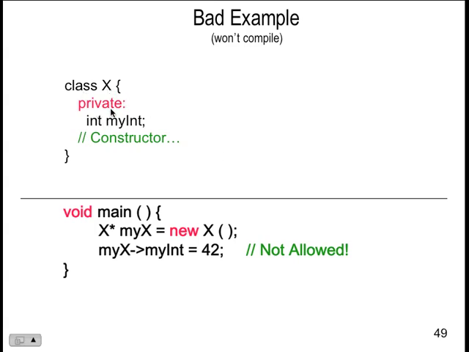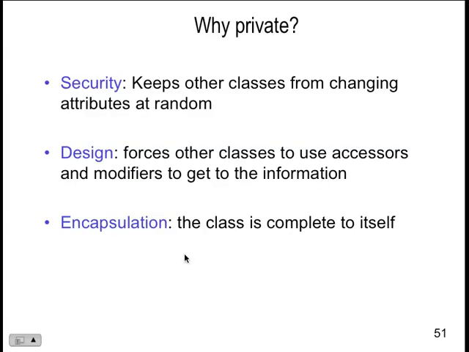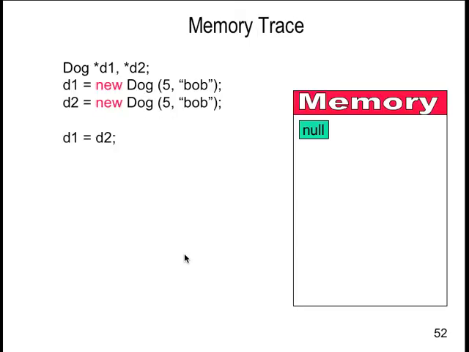Because we have class X, and inside of class X we have a private myInteger, and we have a constructor and stuff. Now here we've tried to print out myInteger. It's not allowed because it's private, because everything's private. So we can't access it from the public if it's private. We change it to public, and now we can access it out there in main. So why private? Security keeps other classes from changing attributes at random. For design, it forces other classes to use accessors and modifiers to get the information. And for encapsulation, so the class is complete in itself. You have to get and set the weight or the rabbit. You can't actually do it outside.